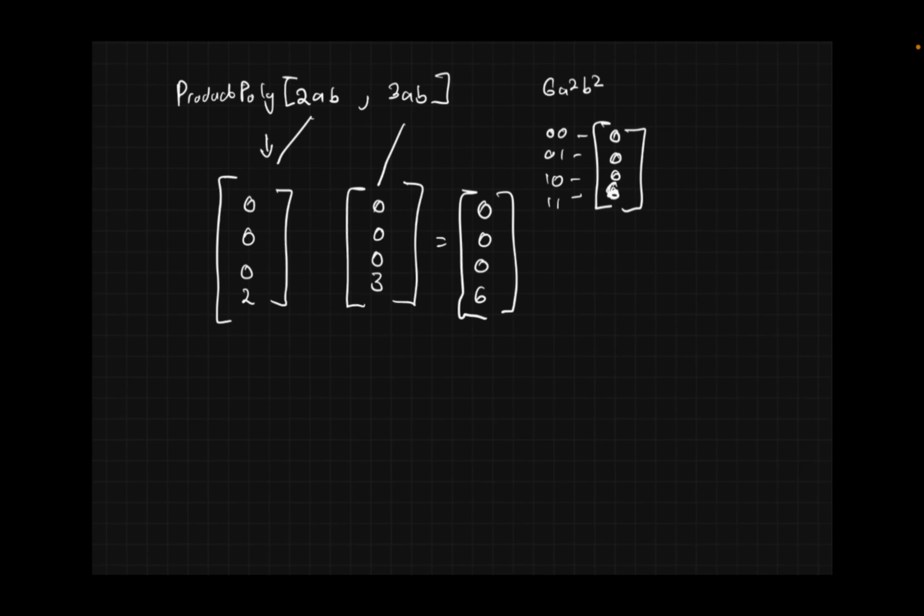But we're saying that this is the evaluation of this over the Boolean hypercube, right? Yeah. Now let's do it for sum. So if we had 2ab, 3ab, and it was a sum poly, this would be what? 0, 0, 0, 2, right?